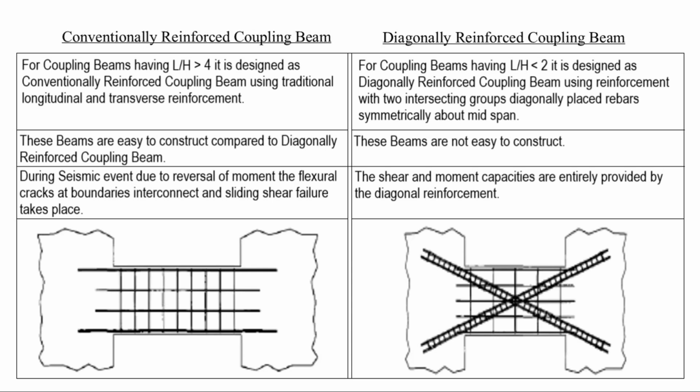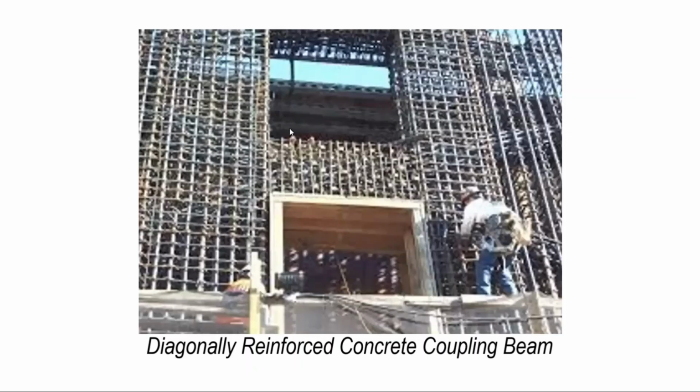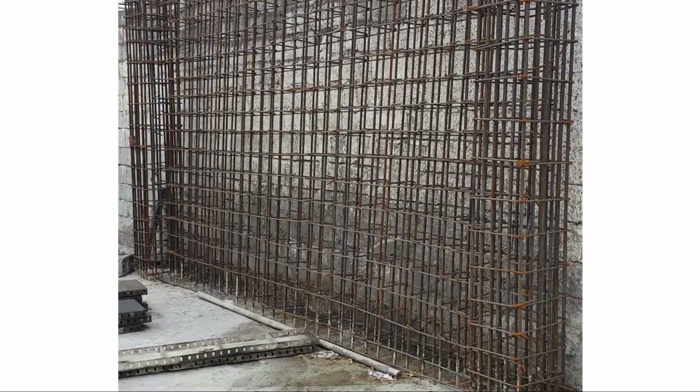These beams are easy to construct compared to the diagonally reinforced coupling beam because the reinforcement pattern is very simple. There are only longitudinal reinforcement and transverse reinforcement, and for the diagonally reinforced coupling beam, these beams are not easy to construct. It is a little bit complicated. In this figure, we can see that constructing a diagonally reinforced concrete coupling beam is not easy. It is very hard to construct, and it is the traditional method to construct the shear wall.